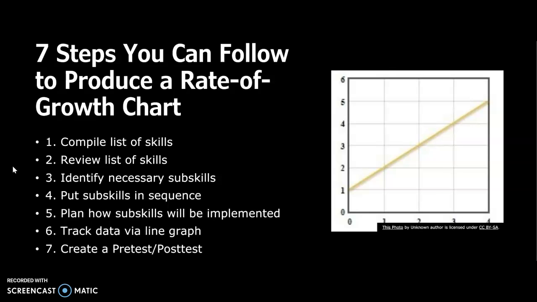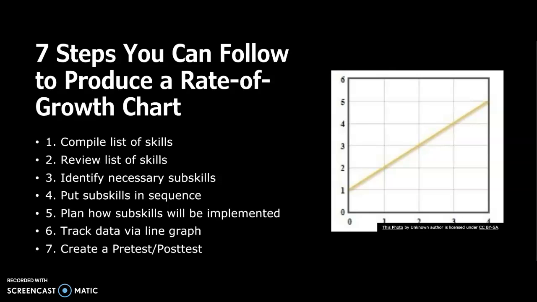Okay, this is slide 2, and this is where I'm going to go over the 7 steps you can follow to produce a rate of growth chart. So essentially, this was just concerned with how you can make your own rate of growth chart to track adequate yearly progress for your students.